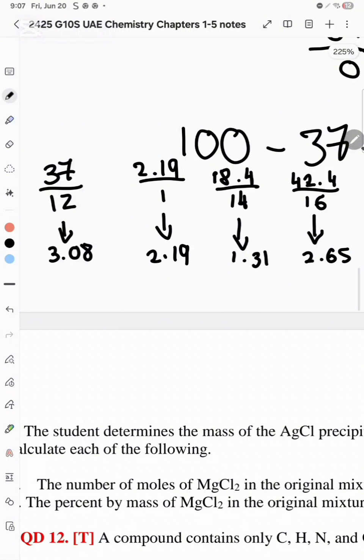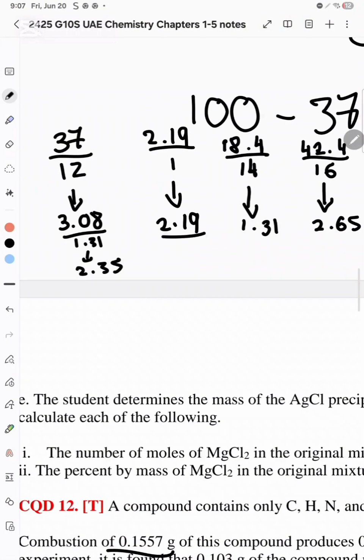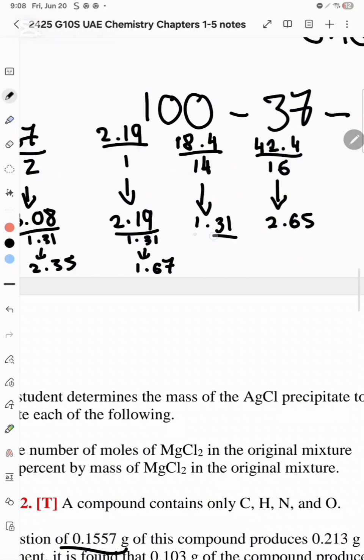Now we know that 1.31 is the smallest, so we're going to divide all of them by 1.31. This is going to give us 2.35. When you divide by 1.31, it's going to give us 1.67. This is going to give us 1. And this, divided by 1.31, my bad, is going to give us 2.